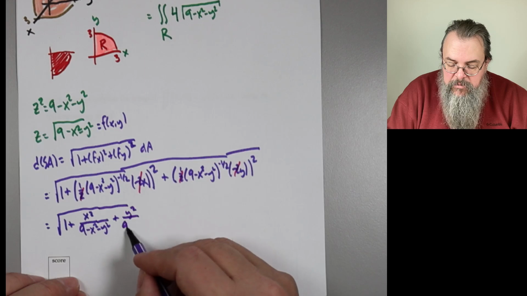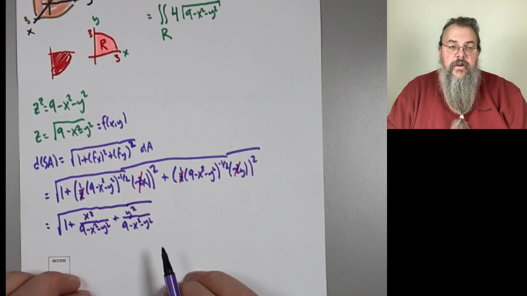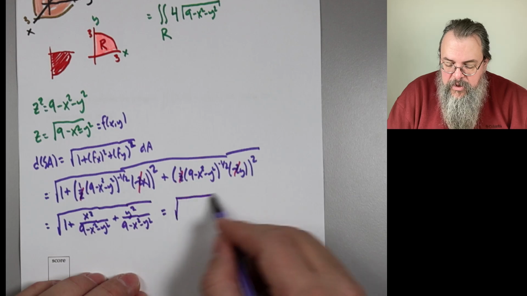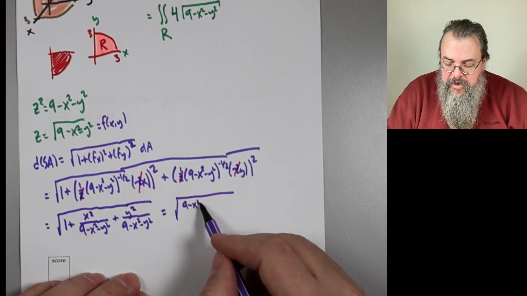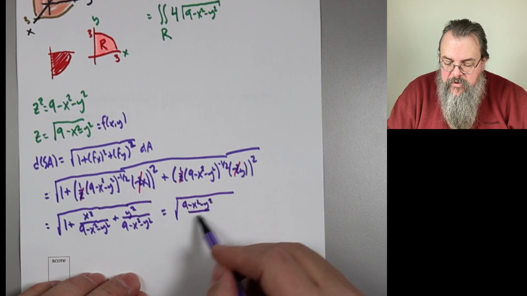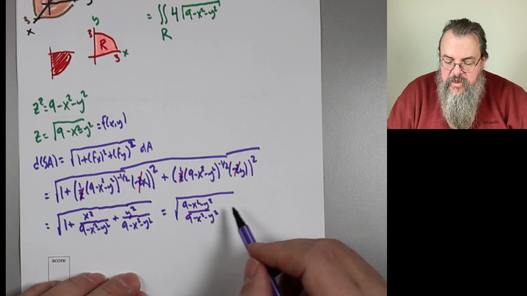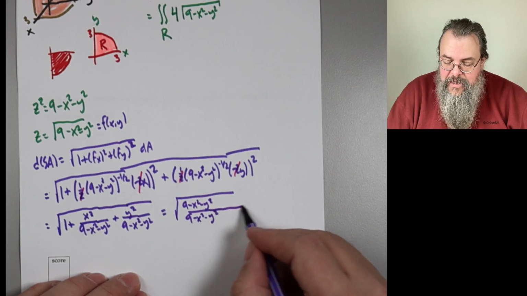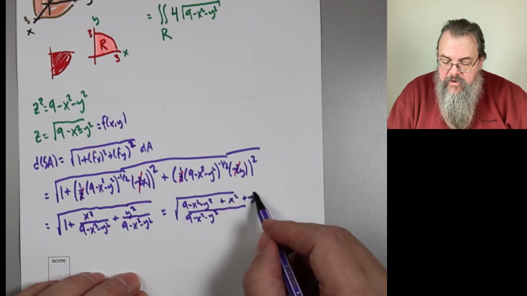And then we're going to get 9 minus x squared minus y squared. All right. Well, that's more promising. Okay, so this becomes the square root. Put it all together. Get a common denominator of 9 minus x squared minus y squared. So the 1 becomes 9 minus x squared minus y squared over 9 minus x squared minus y squared. And then, so this is the 1 plus x squared plus the y squared.